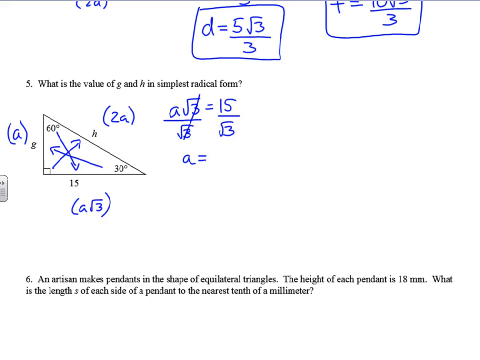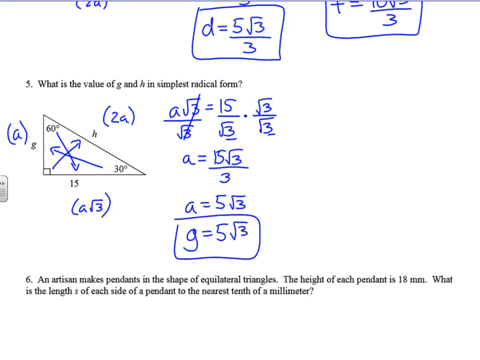Houston, we have a problem. There's a radical in the denominator. So we're going to rationalize it. Square root of 3 over the square root of 3. So we get 15 radical 3 over 3. Square root of 3 times the square root of 3 is just 3. It's just the radicand. Now this time it does simplify. So A equals 5 times the square root of 3. So A represents the letter G, 5 times the square root of 3.